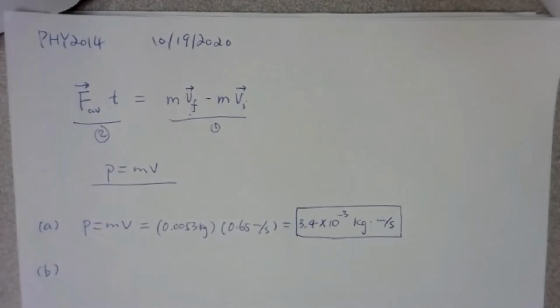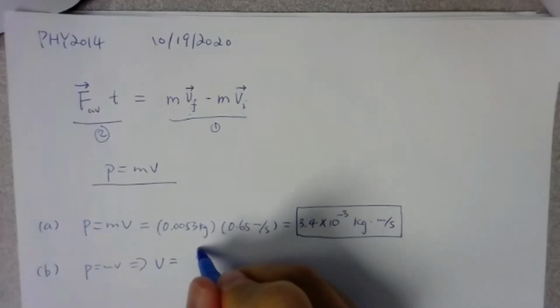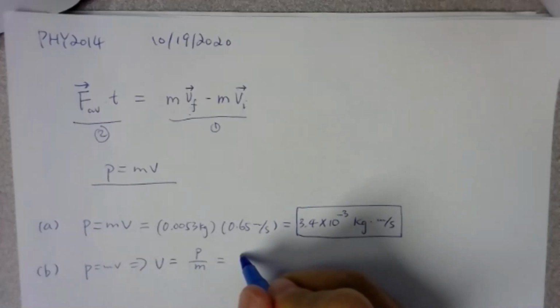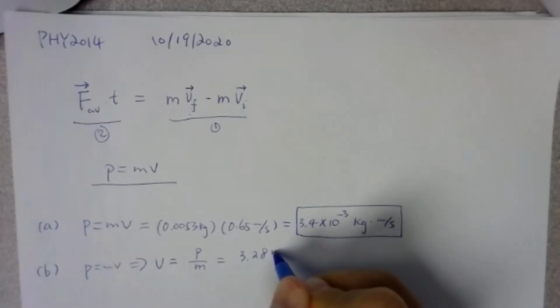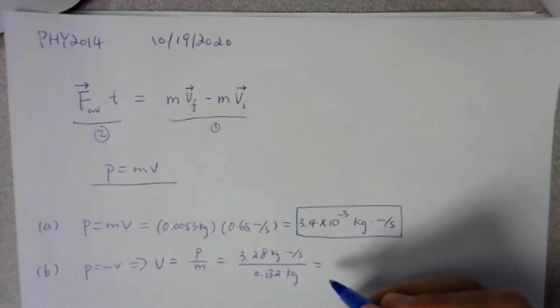Part B asks, what's the speed of a 0.132 kilogram baseball? That's the mass given. The momentum's magnitude is given, p is 3.28 kilograms times meters per second. So what will be the speed? Starting from p equals mv, you're looking for speed, so v equals p over m. So you'll be doing 3.28 kilograms times meters per second divided by 0.132 kilograms. That will give you the speed as 24.8 meters per second.